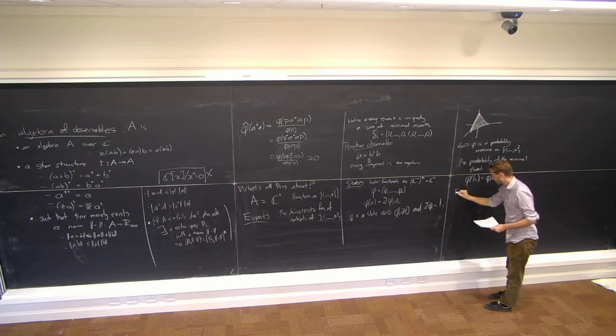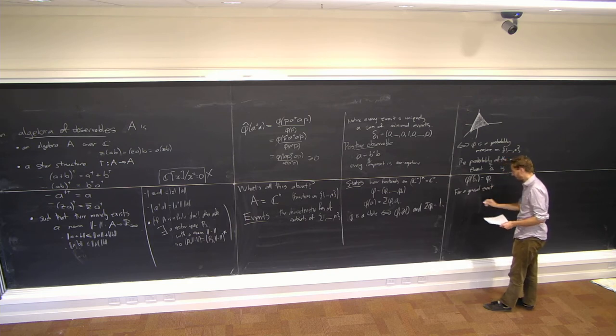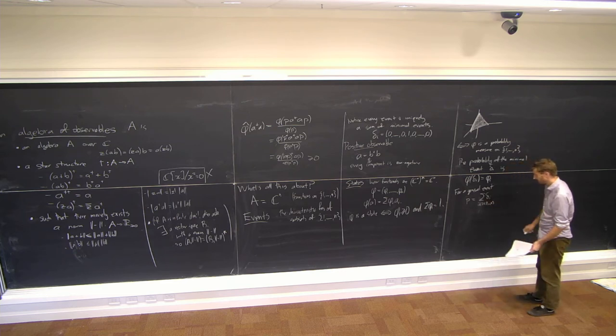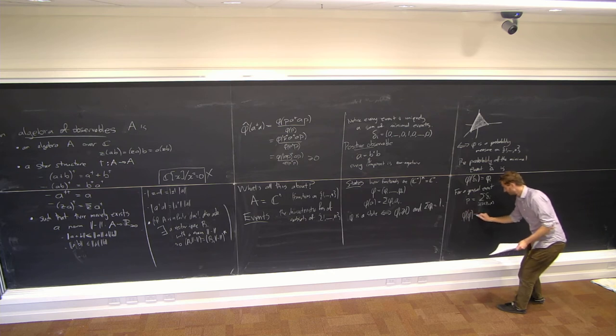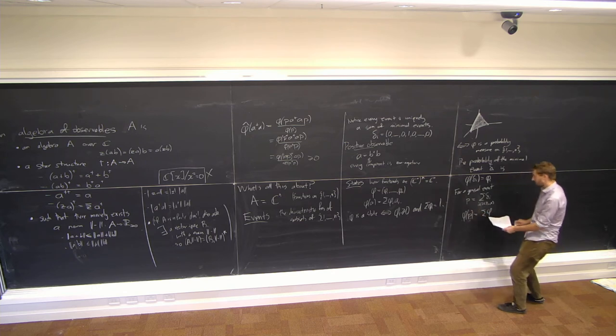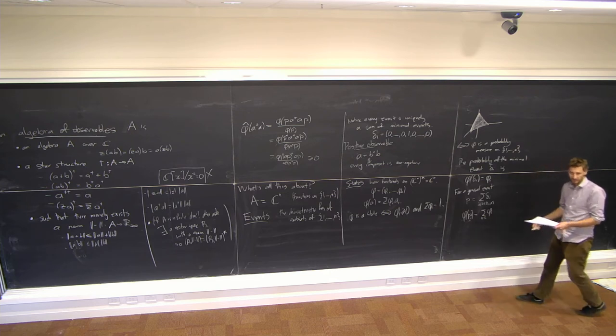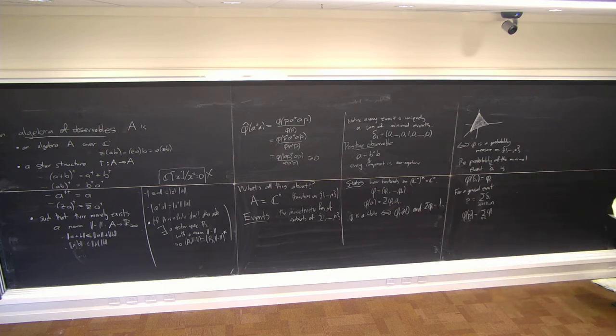And for a general event P, remember, it is uniquely a sum of delta i's for i in some subset of 1 through n, okay? Phi of P is, of course, just the sum of the probabilities in that probability measure over the set. Okay. Great. Nothing very exciting has happened so far.